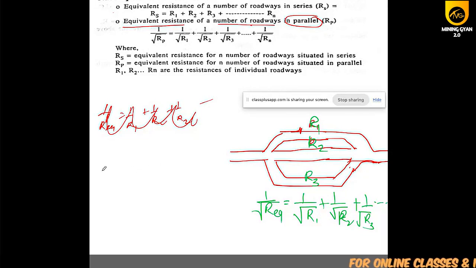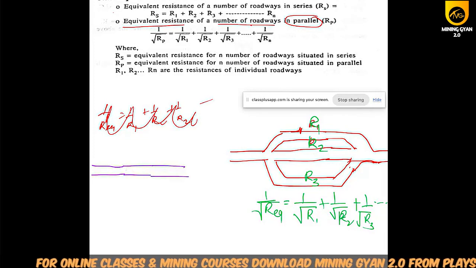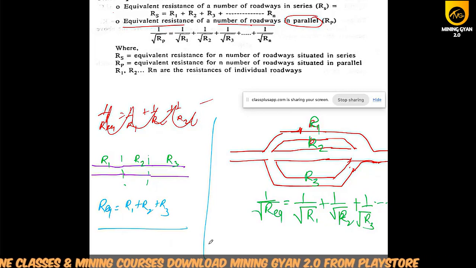Or if they are in series, that means if your flow goes through this, this is your second and this is the third, r1, r2 and r3, then they are in series. So for the r equivalent, it will be r1 plus r2 plus r3. Just remember, for your ventilation, you will use these formulas.